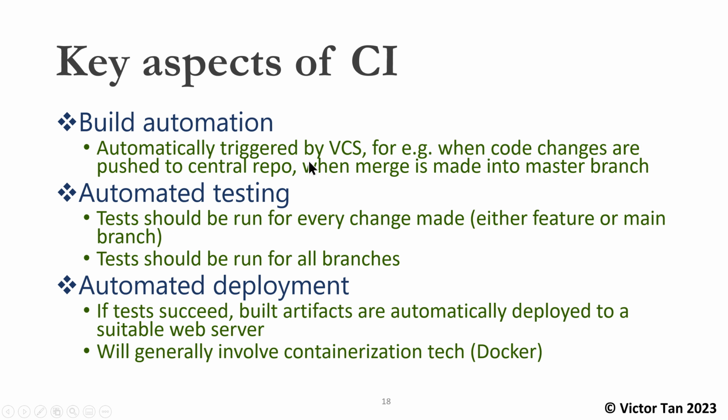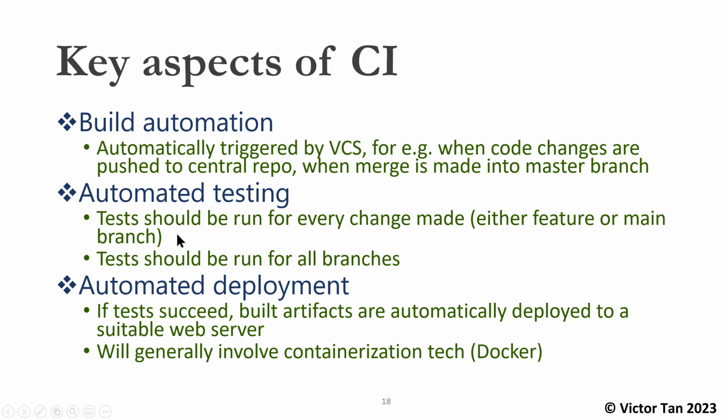So the key aspects, again, you can see the word automate, automate, automate. Everything is automated. The build is automated as well. So the moment you push a code change to your central repository, the VCS will trigger some kind of signal to the CI server, and the CI server will do a build, which means a compilation of your code base. Then of course there's testing as well. Testing is also done automatically, and normally you want to do the test all the time.